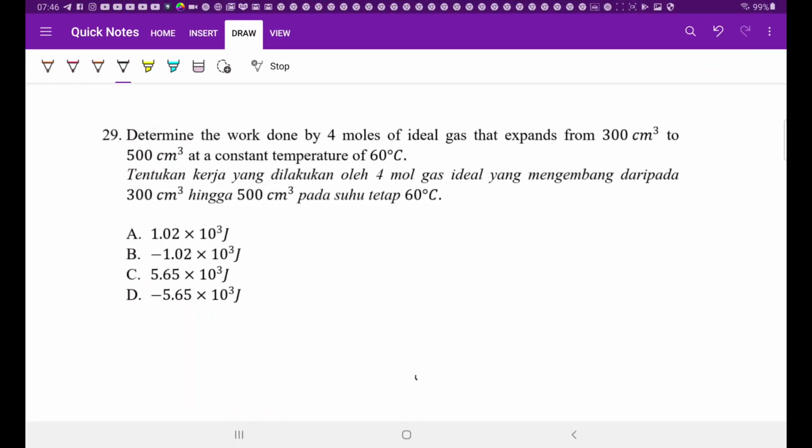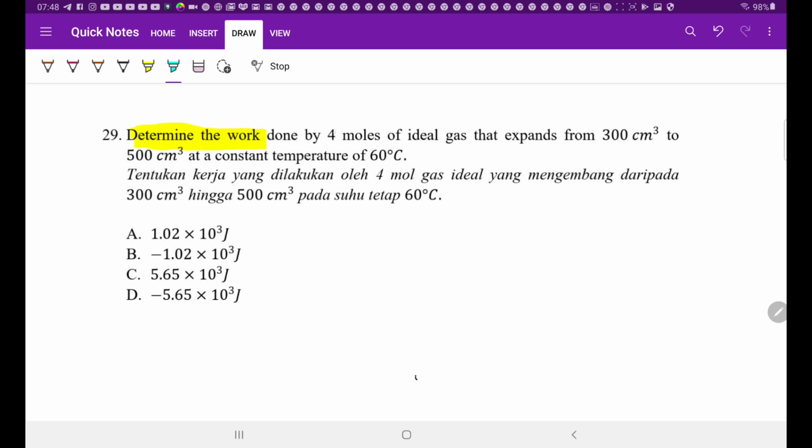Right guys, now we go to question 29. Determine the work done by 4 moles of ideal gas that expand from 300 centimeter cube to 500 centimeter cube at a constant temperature of 60 degrees Celsius. So first, better we highlight the information given and focus on what the question wants us to find out. Determine the work done. This is the question.